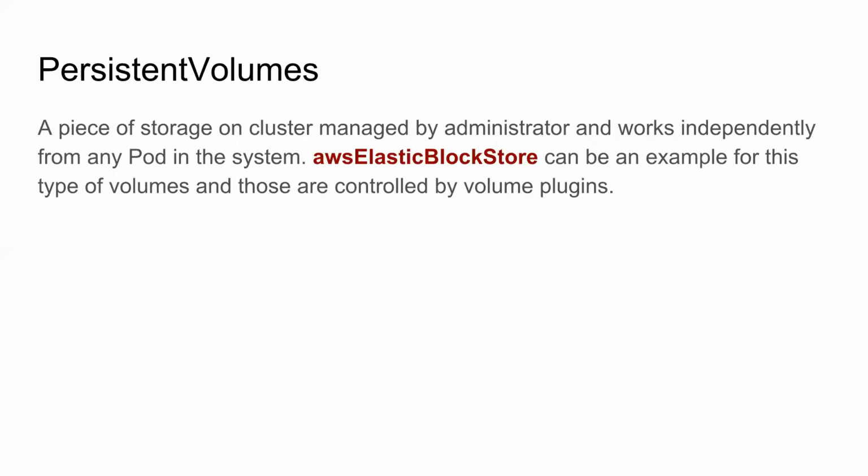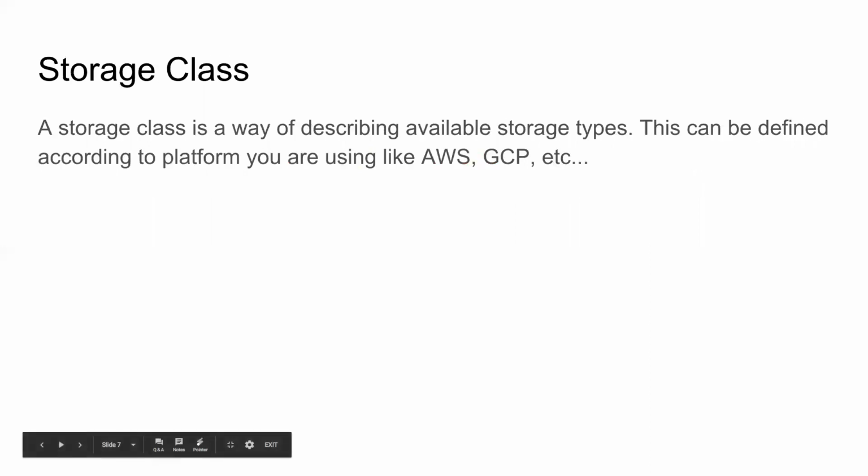So here, for example, one year before, we needed to create an EBS store first on AWS and then provide that ID, as I said earlier. But now, in order to create a persistent volume here, Kubernetes will help us initiate this process automatically by using its plugins. Okay. In persistent volumes, AWS Elastic Block Store is an example for this. But how can we automate this process? I mean, whenever you try to mount a persistent volume into your pod, how can you do this operation? You can do this by using storage classes. A storage class is a way of describing available storage types. This can be defined according to the platform you're using, like AWS, Google Cloud Platform, etc.